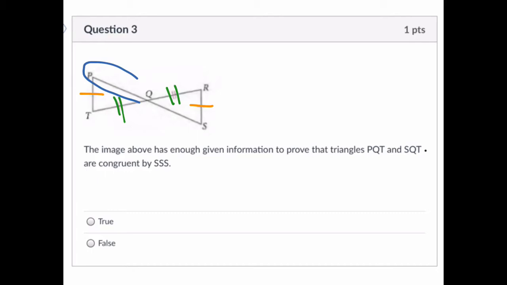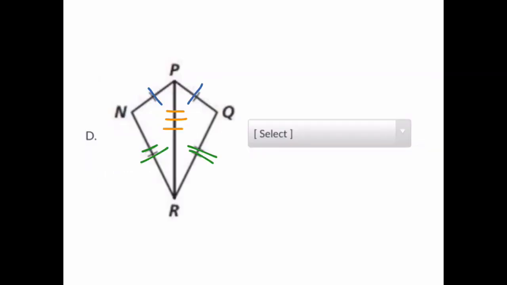Here's another question. They want to know if this could be proved by side, side, side. So here we have one side and two sides that they've given us. And then the third side of the triangle is actually the same. PR is the same for the left-hand triangle and the right-hand triangle because of the reflexive property of congruence. So this can be proven by side, side, side because we have all three sides of both triangles.